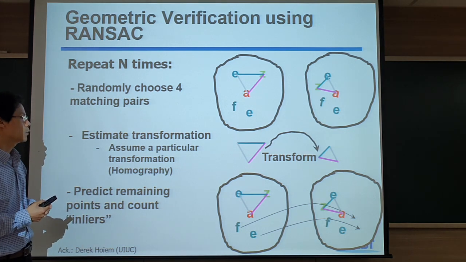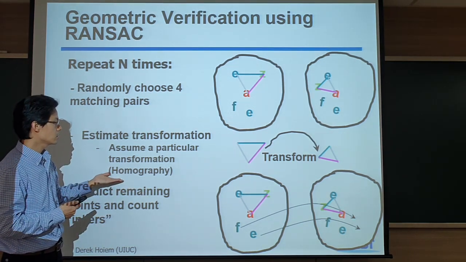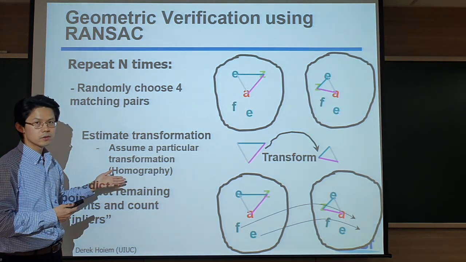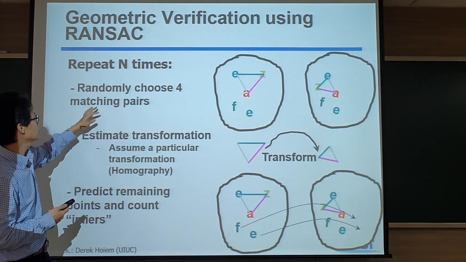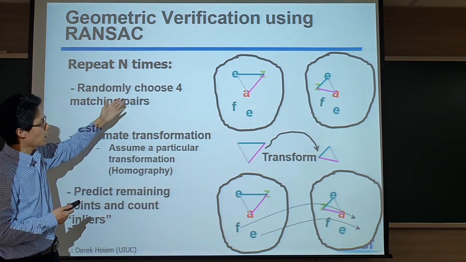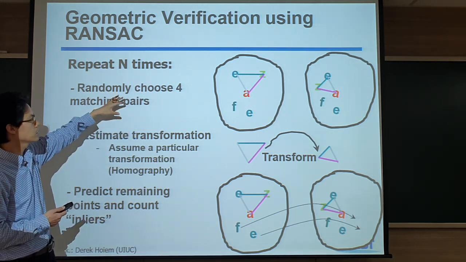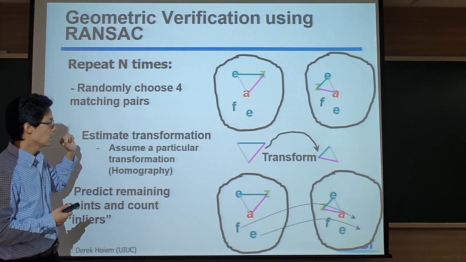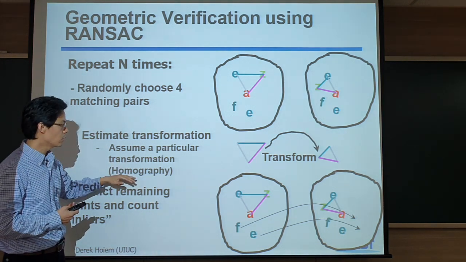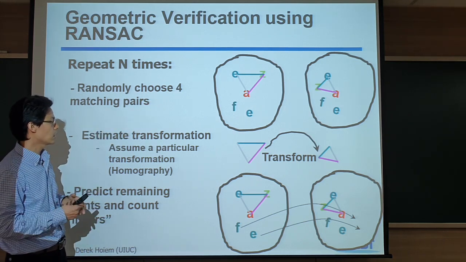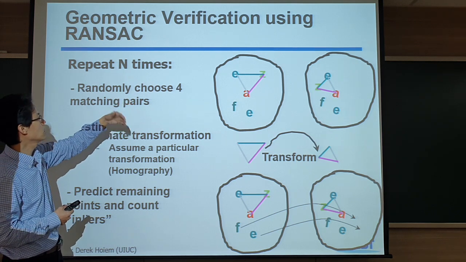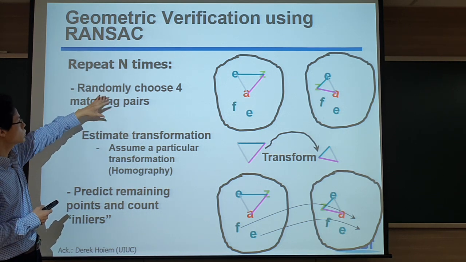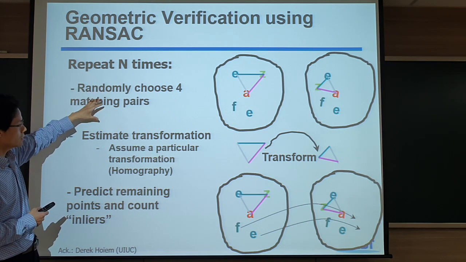We can commonly assume a homography. I will talk about it more later, but a homography is just a 3x3 matrix where we have 8 unknowns. So with 8 unknowns, if we have these 4 matching pairs, and we consider the x and y coordinates in the 2D space, it will give 8 equations under the homography equation, so then we can compute all these eight unknowns. That's why we assume these 4 matching pairs. If we assume other transformations, then we can choose a smaller or higher number of pairs. But anyway, under the particular transformation, you randomly choose some of the matching pairs and estimate it.